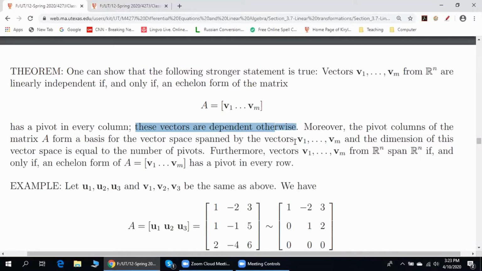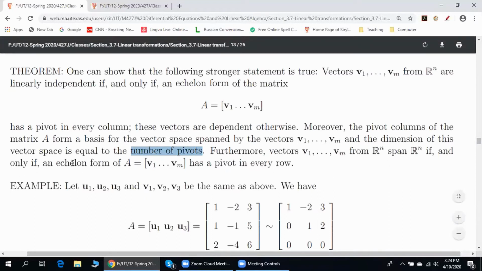Moreover, if we consider the span of these vectors, then the pivot vectors form a basis of this vector space. The dimension of this vector space is equal to the number of pivots. Lastly, if the echelon form has a pivot in every row, these vectors span Rn. Moreover, this is an if and only if statement.